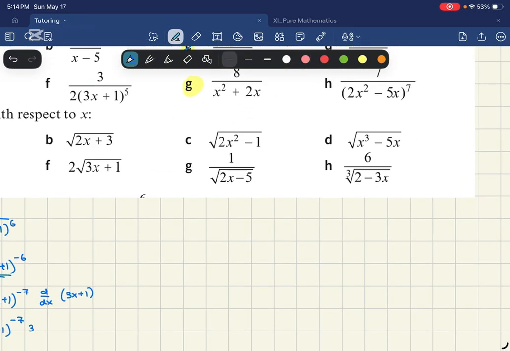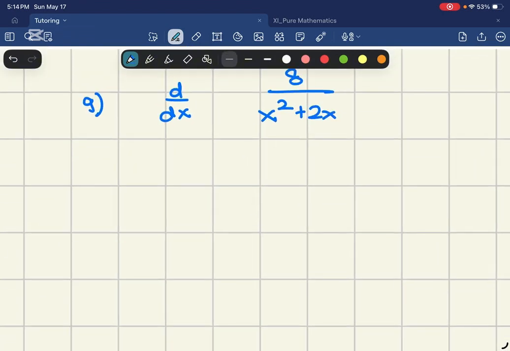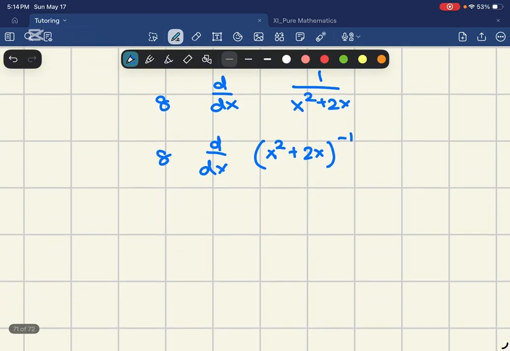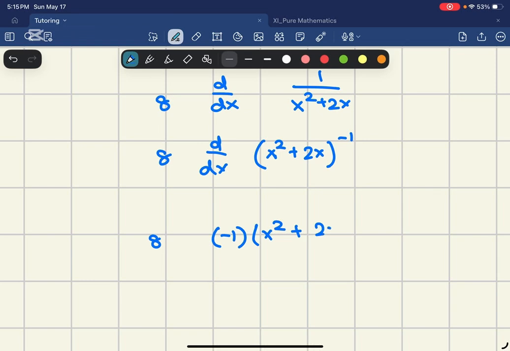And finally, we're going to do G. You have 8. You want to find the derivative of 8 over x squared plus 2x. So you factor out the 8. You have 1 over x squared plus 2x. And actually, you can write this as x squared plus 2x to the power minus 1. So now, when you do the derivative, you get minus 1 x squared plus 2x to the power minus 2, right? You bring this minus 1 to the front, you have x squared plus 2x to the power minus 2.